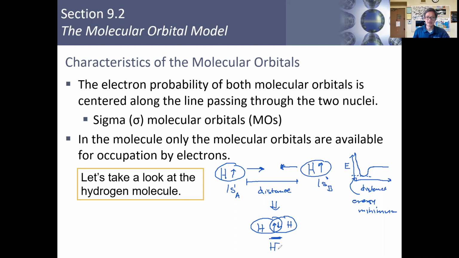So this now is our hydrogen molecule, and it's at this position right there that the hydrogen molecule exists. The separate hydrogen atoms exist here. So make sure you remember this diagram. The hydrogen molecule exists right here, at this energy minimum. That's where we find the hydrogen molecule.